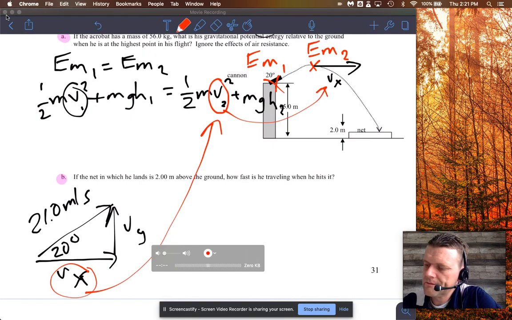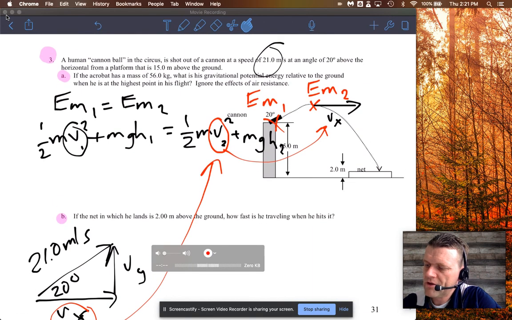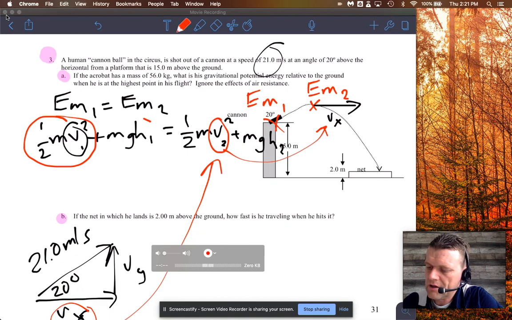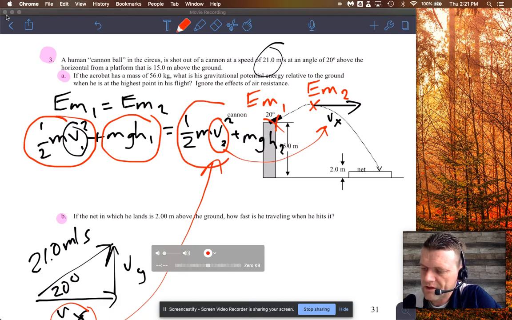Now, wait, I'm jumping the gun here. What am I trying to find? It says I'm trying to find the gravitational potential energy relative to the ground when he's at his highest point. So guess what? I can determine all of this, and I can determine all of this. I have everything I need to calculate those. We're doing a little bit of work here that we were discussing. I can calculate all of this.